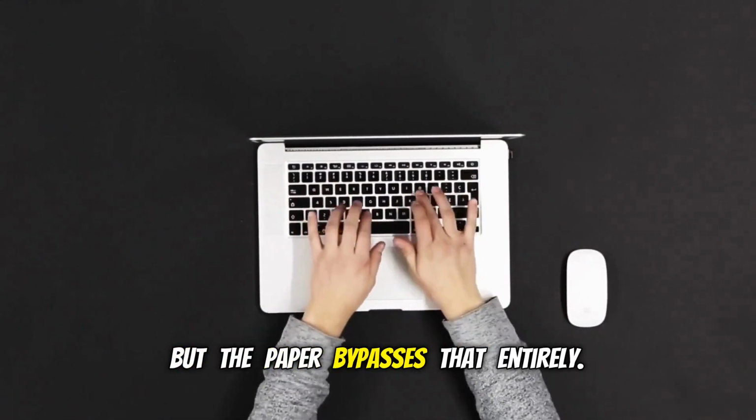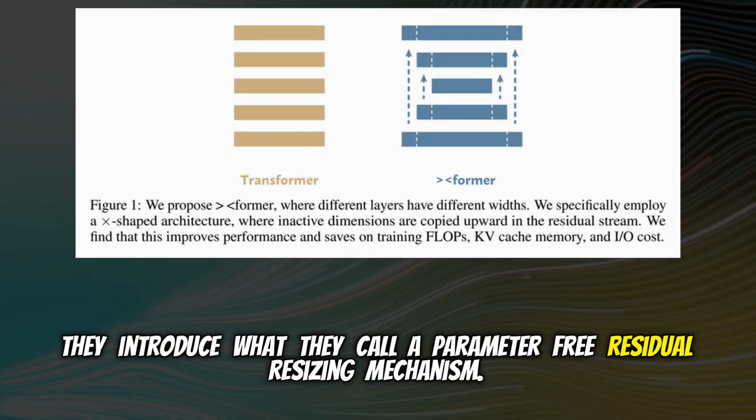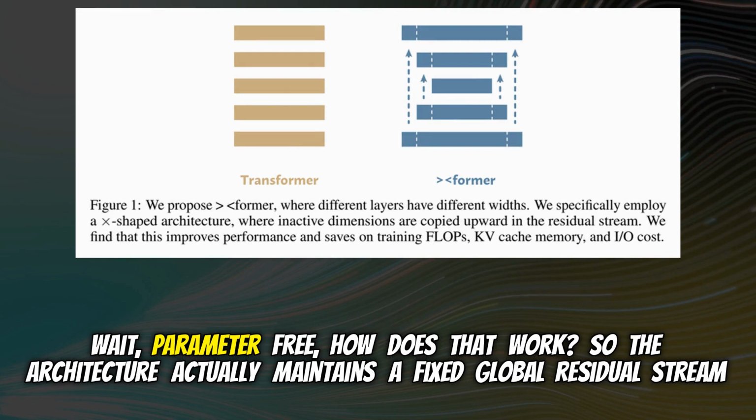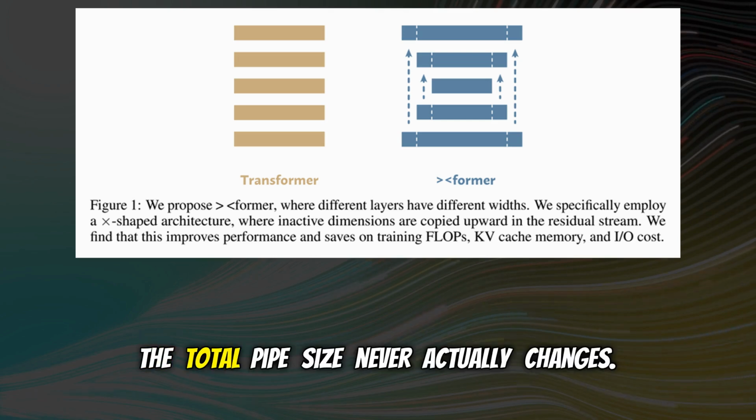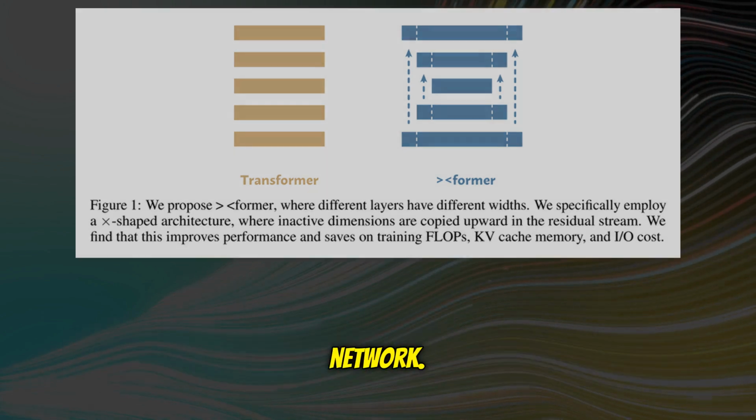But the paper bypasses that entirely. They introduce what they call a parameter-free residual resizing mechanism. Wait, parameter-free? How does that work? So the architecture actually maintains a fixed, global residual stream dimension from start to finish. The total pipe size never actually changes. Okay, so the pipe stays wide, but what each specific layer is allowed to access changes based on its position in the network. You nailed it.